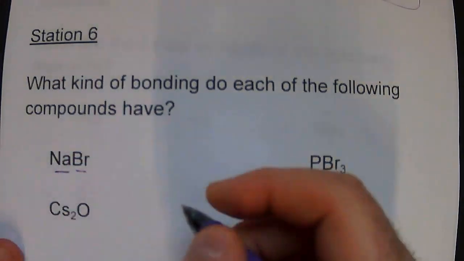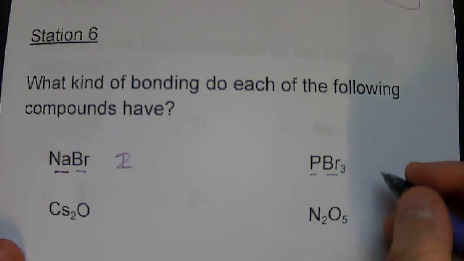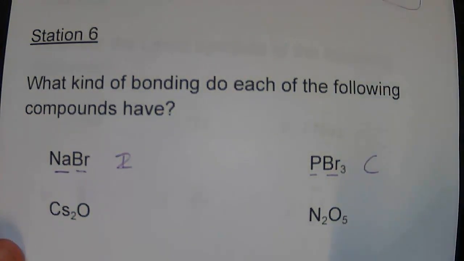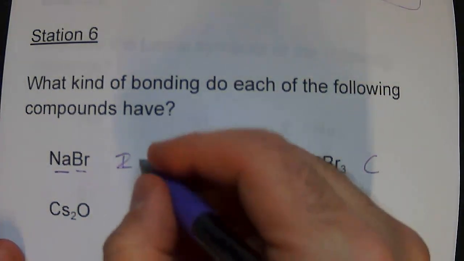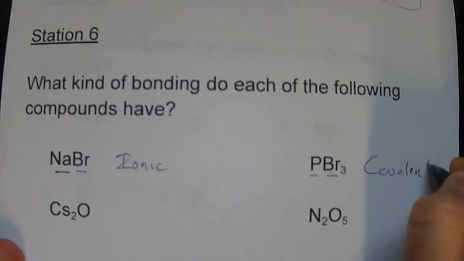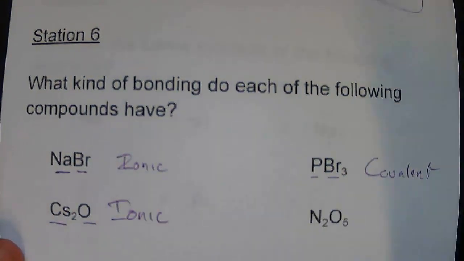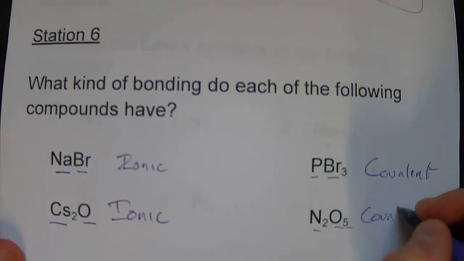So this is a metal and a nonmetal, so this is going to be ionic. This is a nonmetal and a nonmetal, so this is going to be covalent. Okay, that's an I. Here, ionic, covalent. Okay, this is a metal and a nonmetal, so this is ionic. And then N2O5 is covalent.